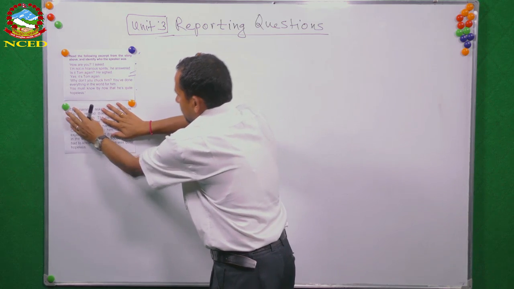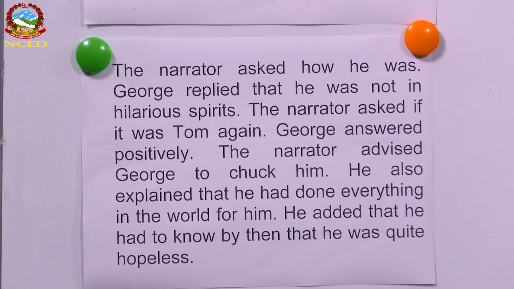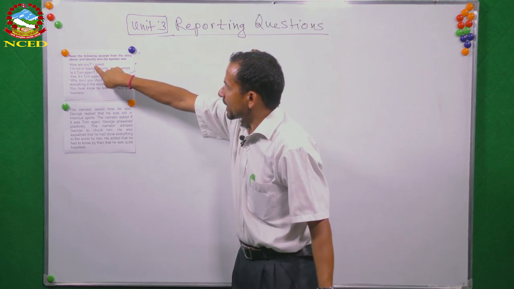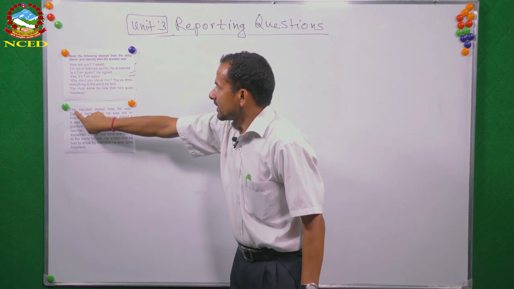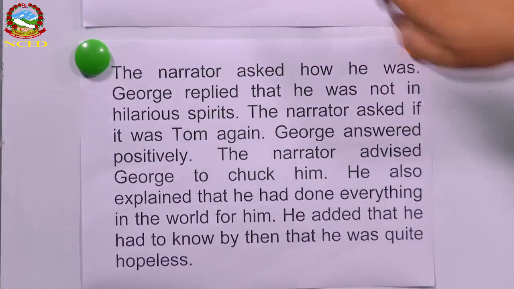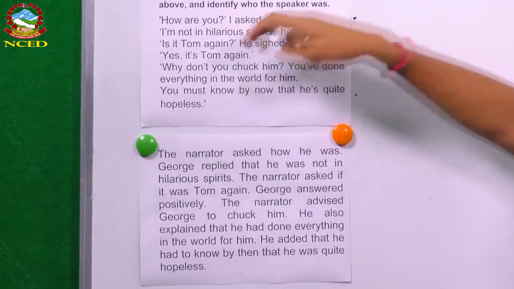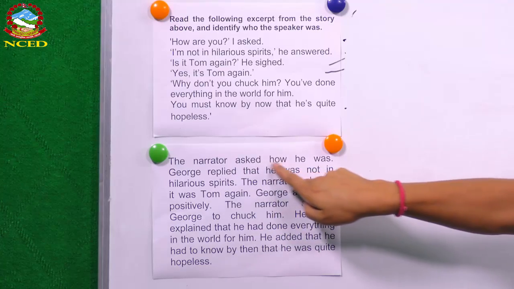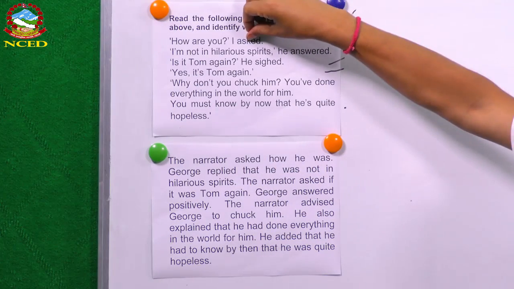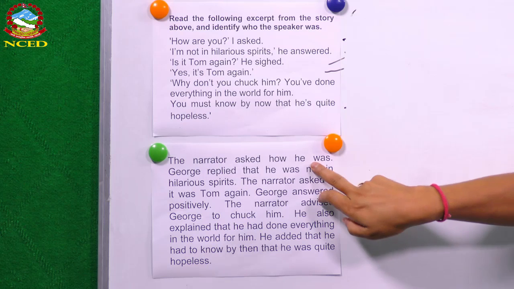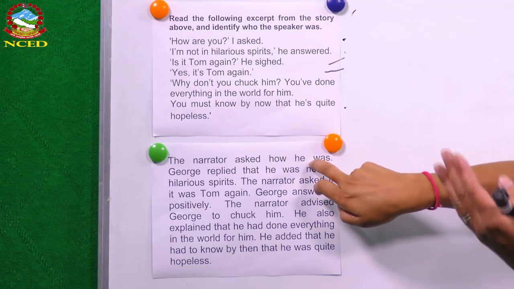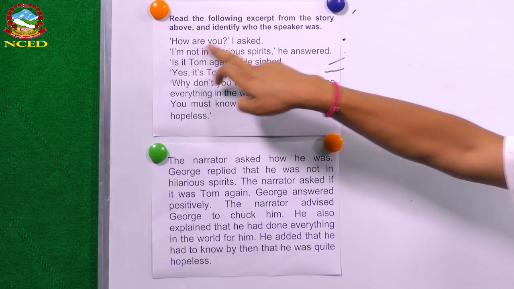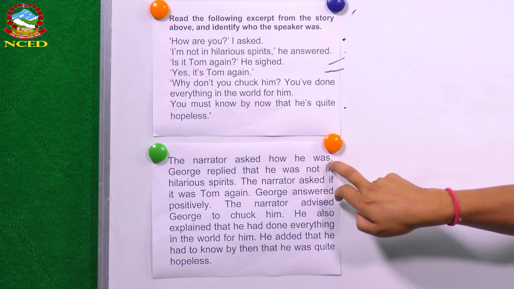Here, "How are you?" I asked. Who was I? The narrator or the writer of the story. So how is it reported? The narrator asked how he was. "How are you" is the question, and it is reported by another person like this: the narrator asked how he was. So this is direct speech and this is indirect speech. It has been changed from direct question to indirect question. See the difference? "How are you" is there, but "how he was" is here, right?